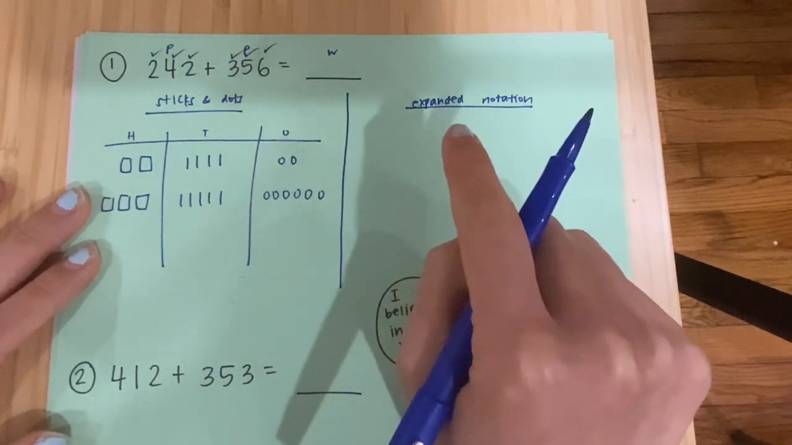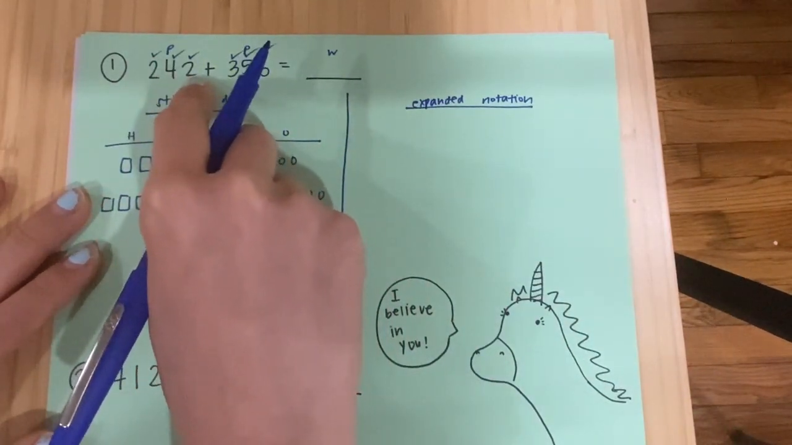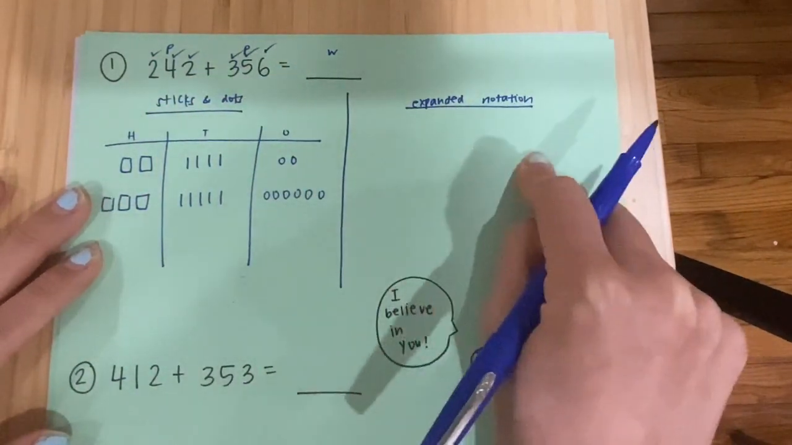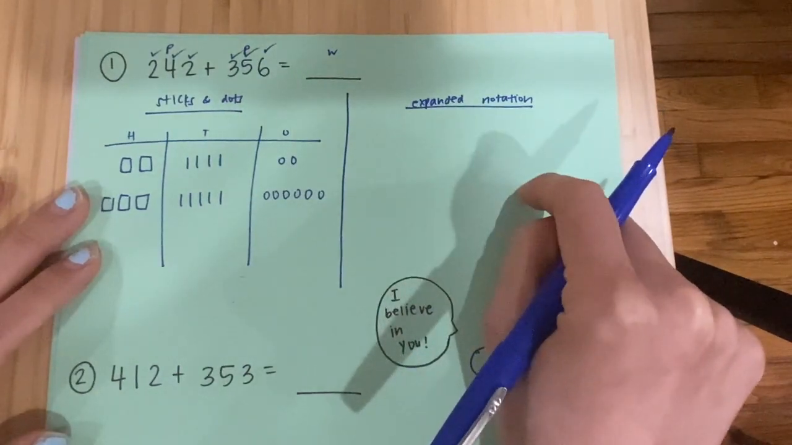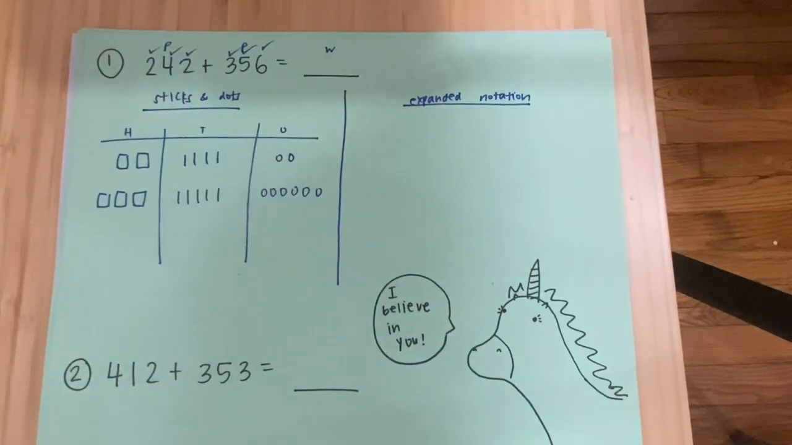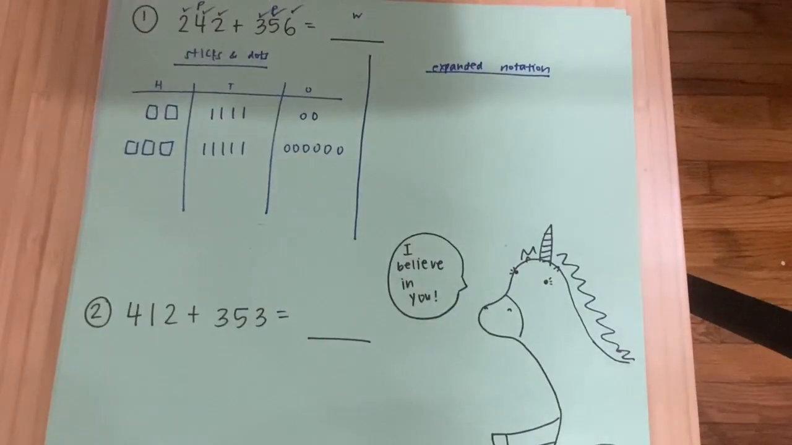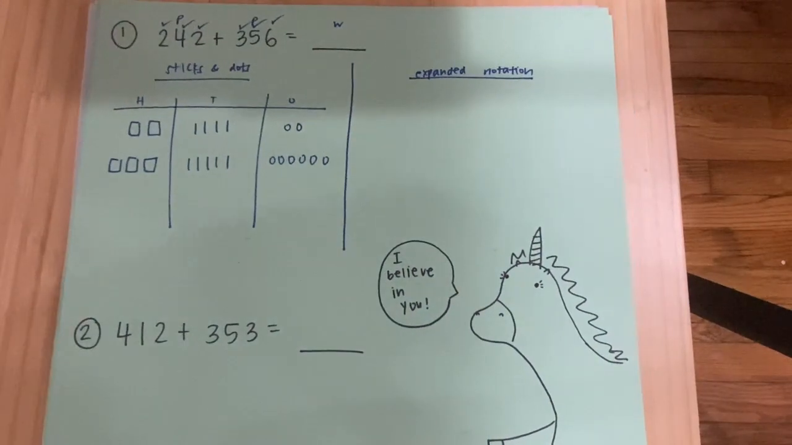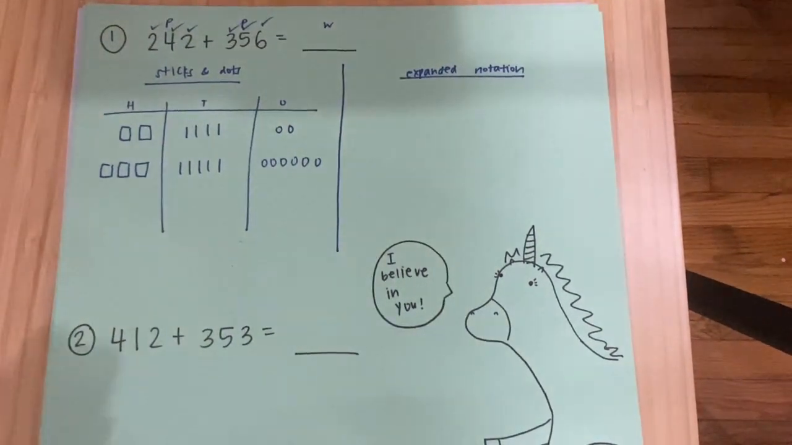So that's 242. How do I write 242 in expanded notation? I want you to try on your paper first. Try something. Okay. All right, time to check your work.